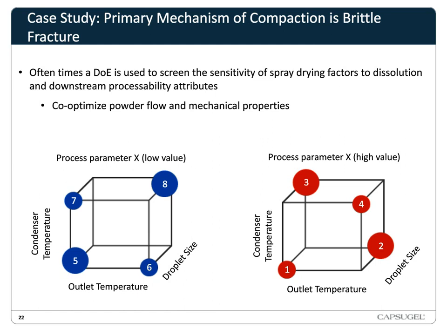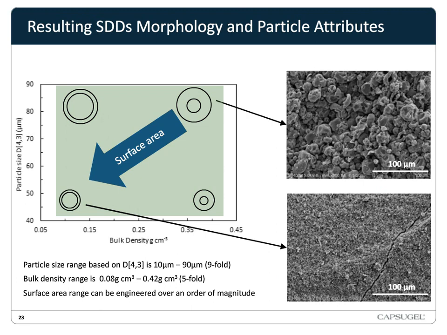And so we can see, if we look at the boxes, we investigated condenser temperature of the spray dryer, outlet temperature of the spray dryer, droplet size, which is atomization, and two other process parameters that weren't significant. So if we look at some of the results, the resulting SDDs, what we plotted here is bulk density and particle size.